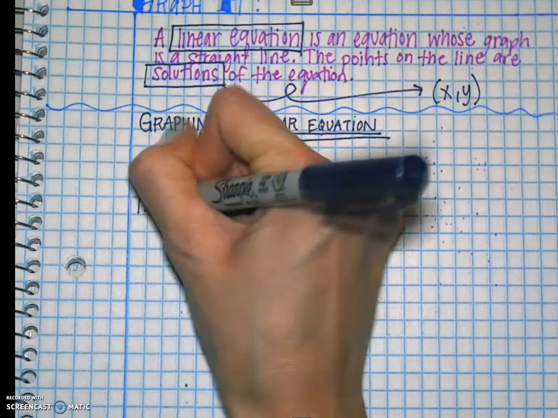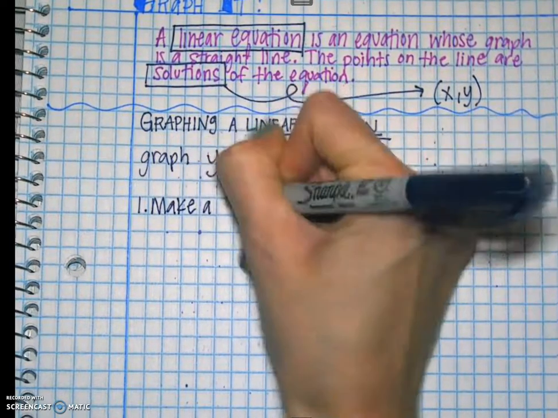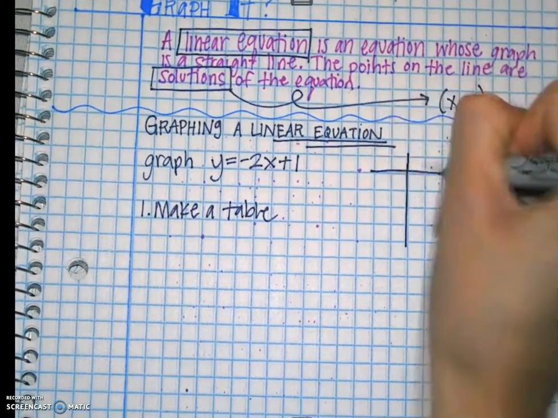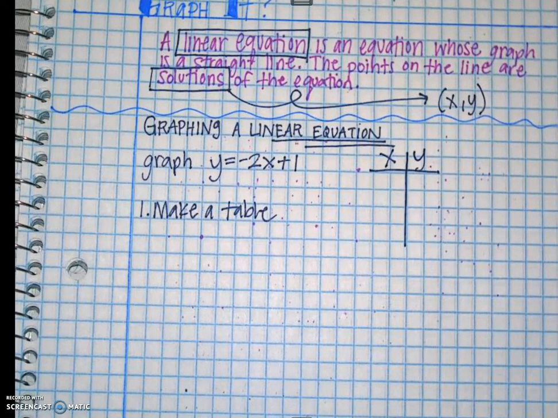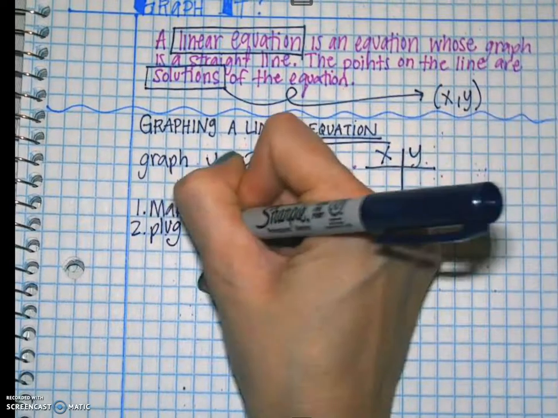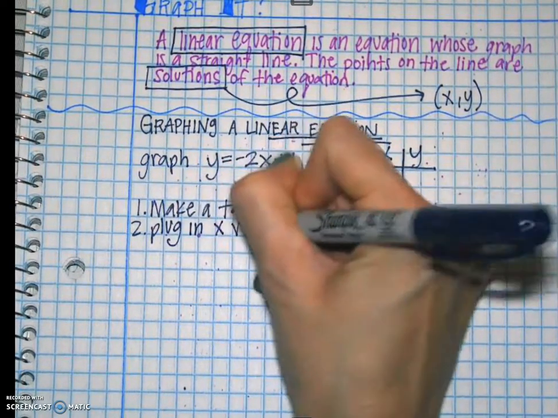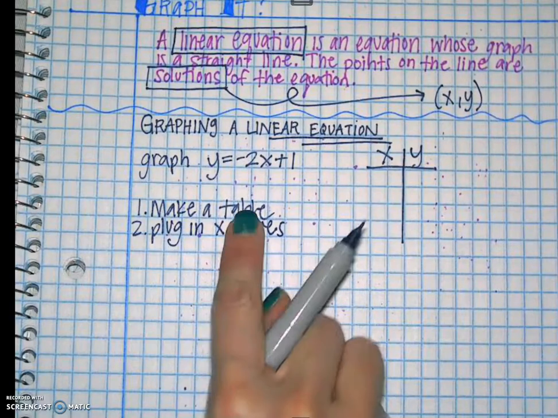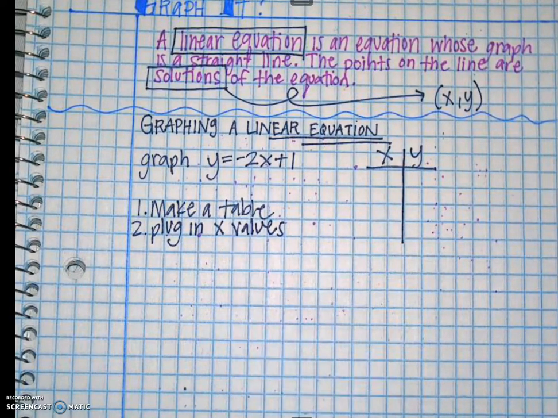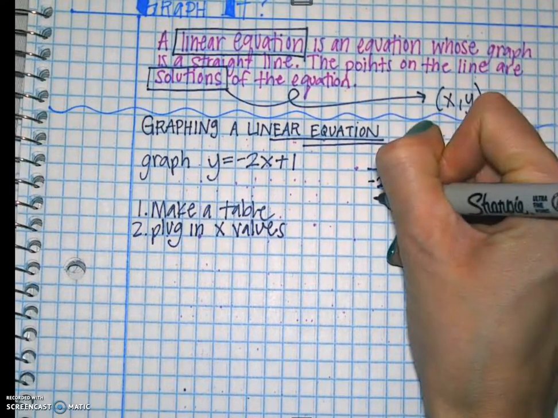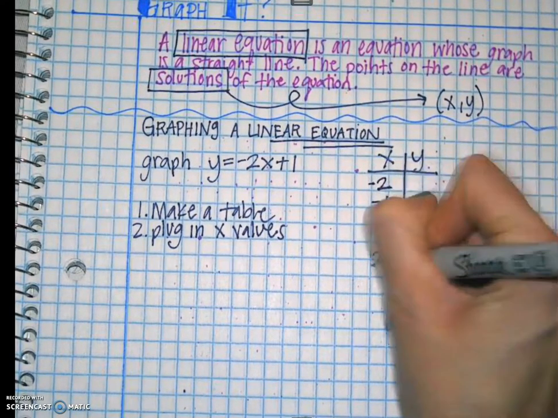So step 1, make a table. Okay, so I'm going to draw my table. X, Y. Okay, step 2 is going to be plug in X values into your table, okay? And remember, for your X values, you can pick anything that lays on the coordinate plane. So for me, I normally just pick pretty easy ones. So this time we're going to go negative 2, negative 1, 0, 1, and 2.